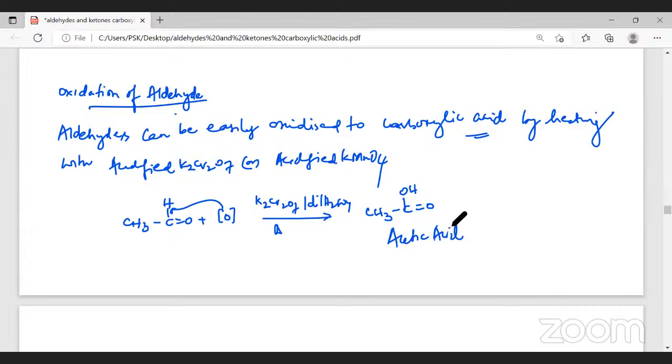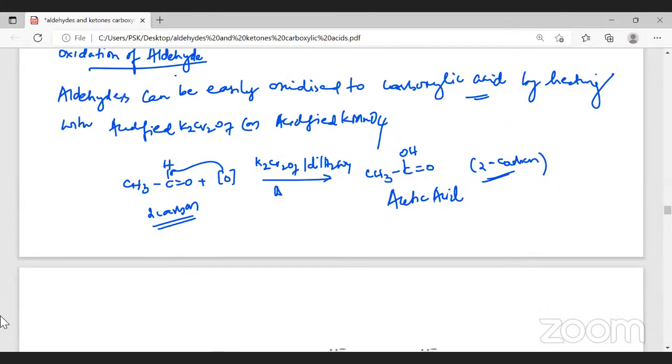Now, what are you supposed to remember? The aldehyde, acetaldehyde, contains 2 carbon atoms. The carboxylic acid also contains 2 carbon atoms. So, when aldehydes are oxidized, a corresponding carboxylic acid is formed, which contains the same number of carbon atoms as the aldehyde. So this is acetic acid, containing 2 carbon atoms, and here it's acetaldehyde. It also contains 2 carbon atoms.